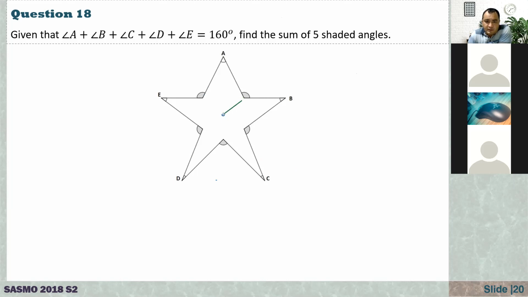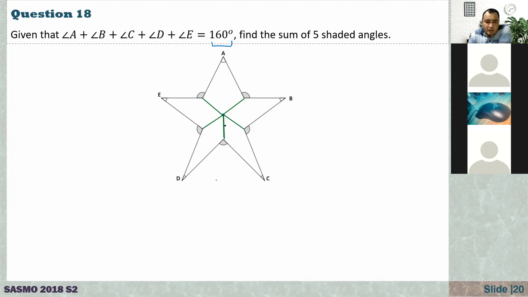Okay, with this point, and this point, and this point, and this point, and this point. All right. So now we know that A, B, C, D, all those angles, the sum of those angles, is given as 160.